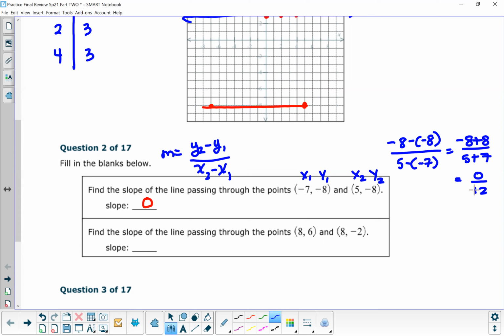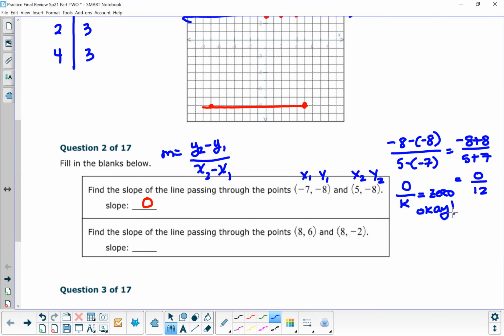All right, so we have 0. And another way to remember this fraction: 0 divided by some number is okay. So that's 0, because that's okay.